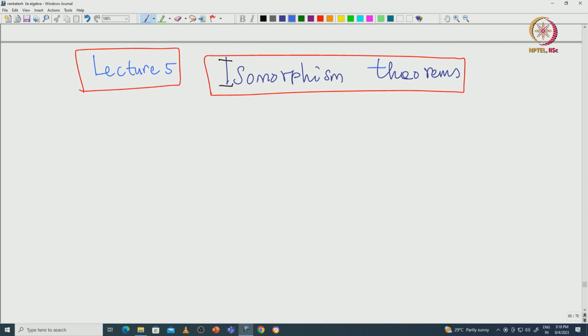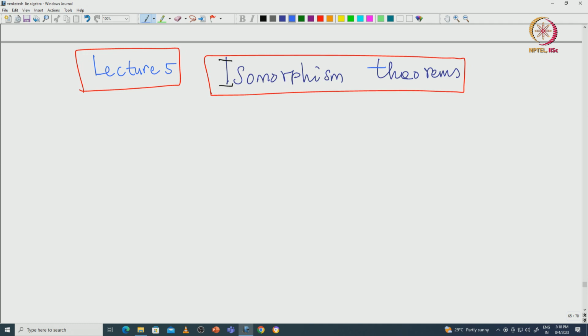Welcome back everyone. In this class, as I promised, I will actually do these isomorphism theorems. So, let us briefly recall what we did in the last class. That will help us to get into these isomorphism theorems. We defined what are called quotient algebras using these ideals.